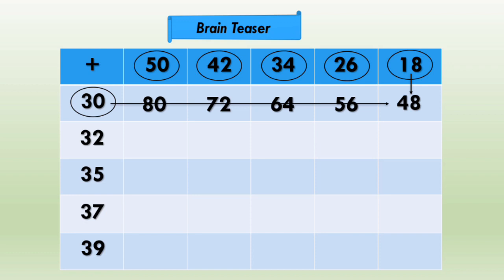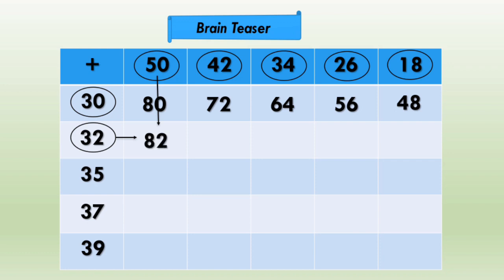So we have added 30 with all these numbers turnwise. Now we will move to the next number, that is 32. It is written below 30. Now we will add 32 turnwise. Firstly, we will add 32 with 50. 32 plus 50 is equal to 82. We will write 82 in this box. 32 plus 50 is equal to 82.